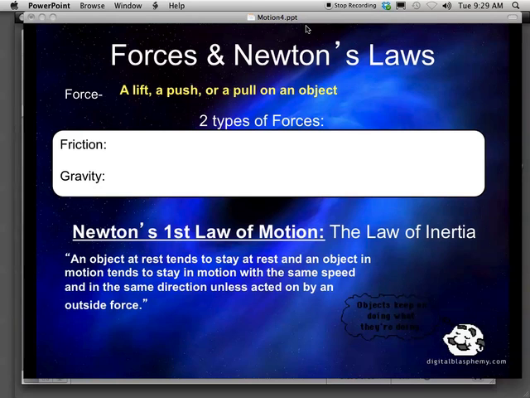What is friction? Somebody tell me, Ryan? Like two objects rubbing up against each other. Okay, when two objects rub against each other or are in contact with each other, they create friction. Friction is a force that resists motion.